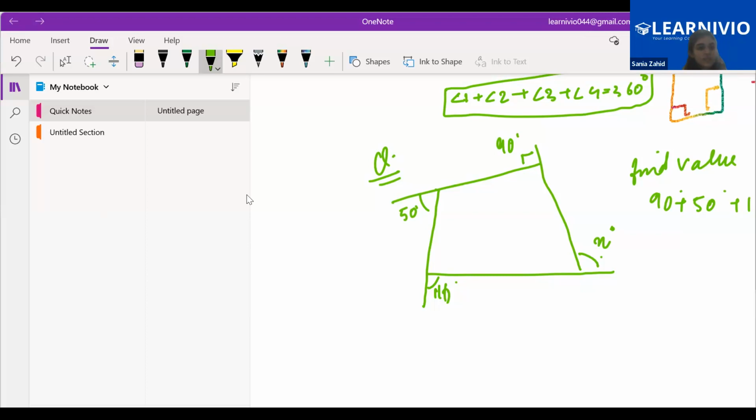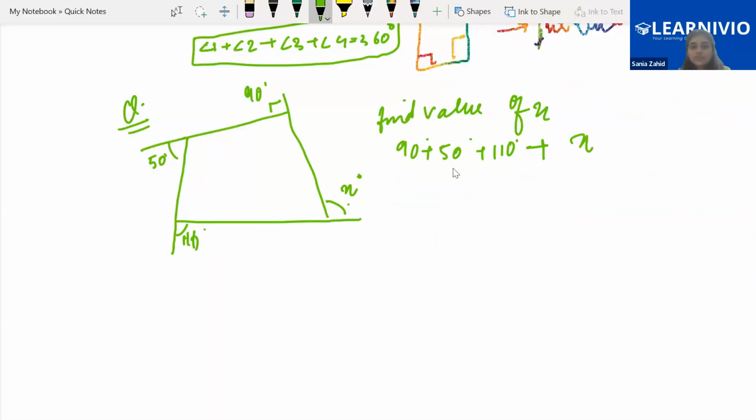Okay, so we are back to the question. When you add all of these four angles, what should you get? 360. Yes, you'll get 360 degrees. So now can you find the value of x? Find it and tell me the answer.